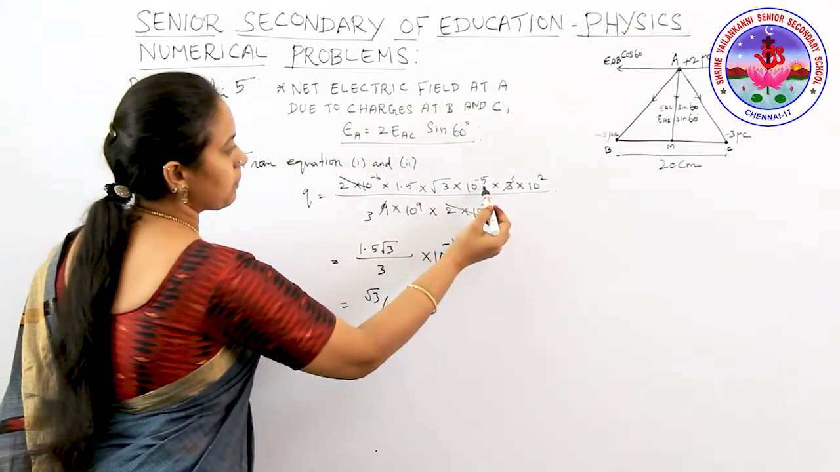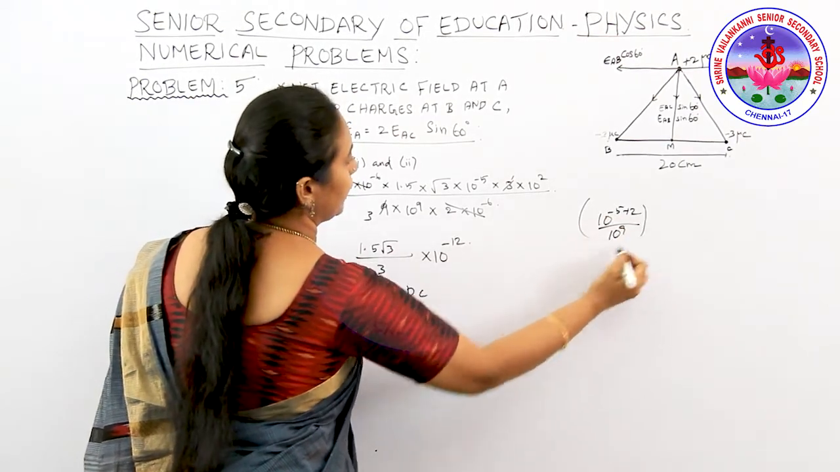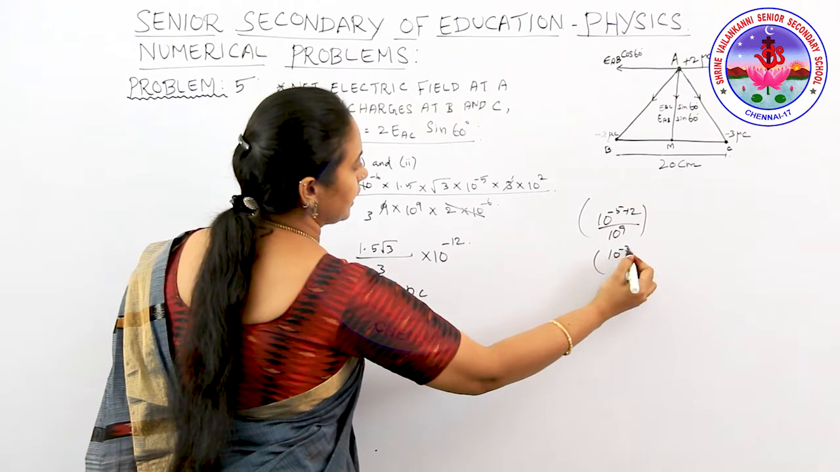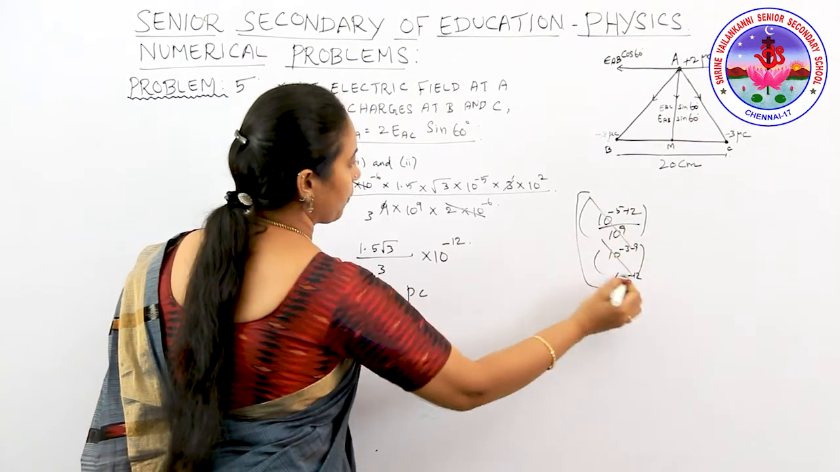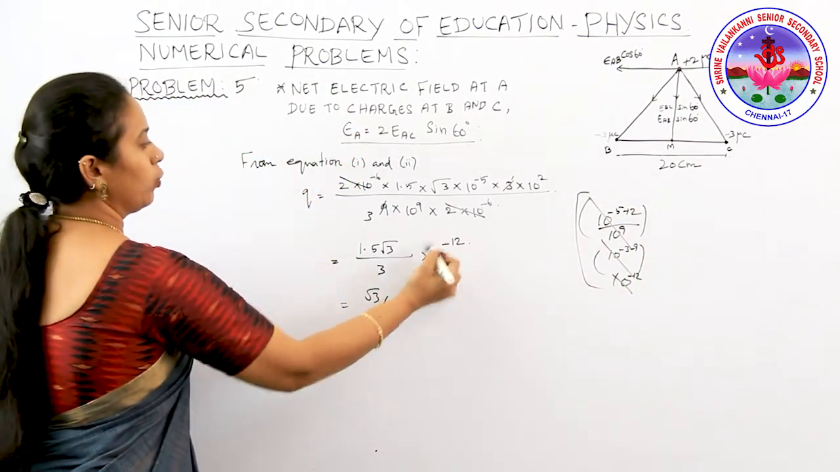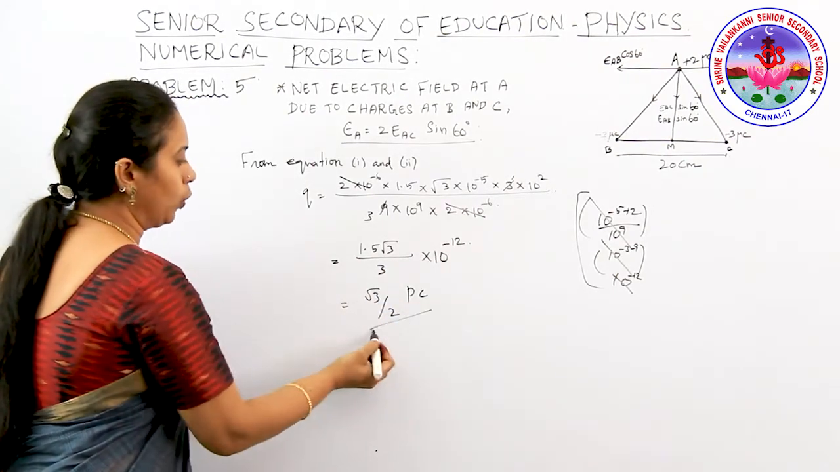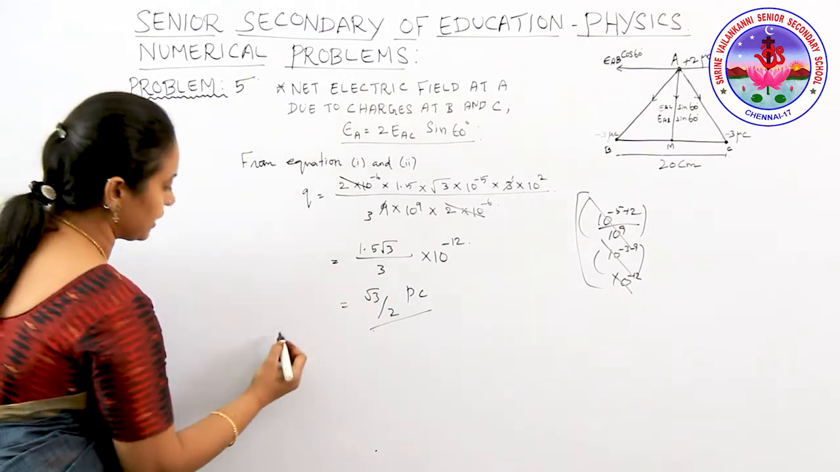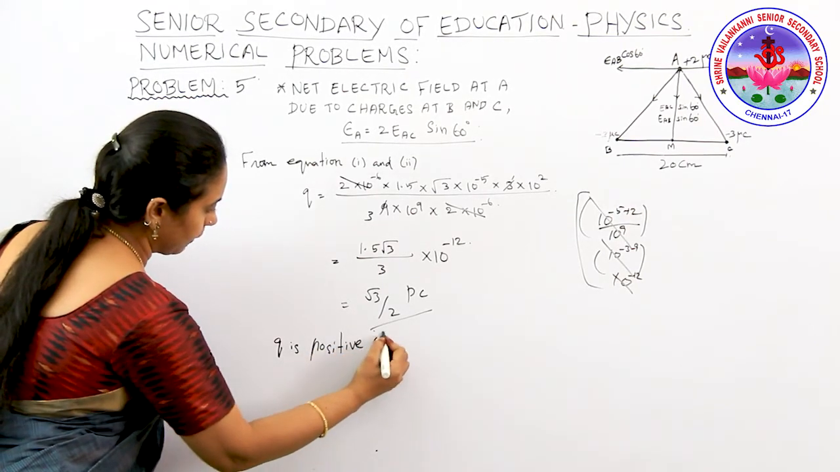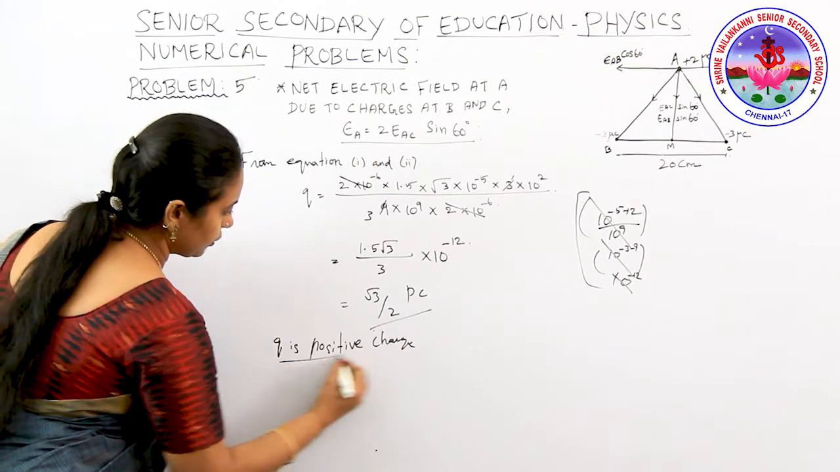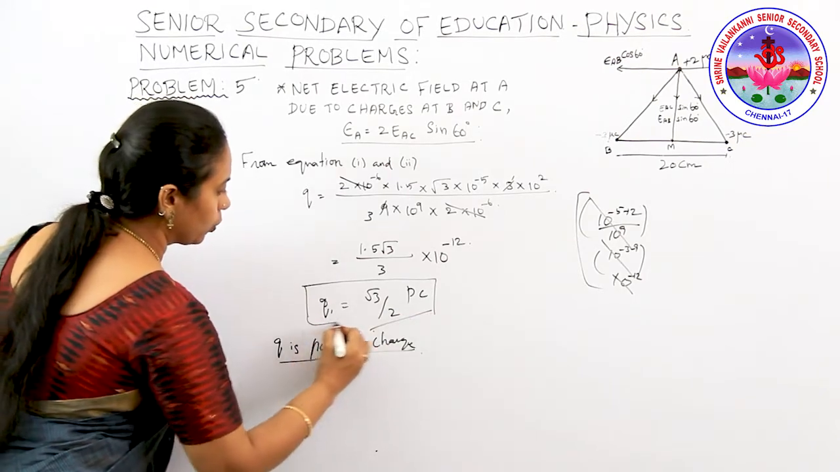Here you will get minus 5, so 10 power minus 5 plus 2 whole divided by 10 power 9. You will get 10 power minus 3 minus 9, so you'll get 10 power minus 12. So this is the simplification process that you can do. Finally you will get root 3 by 2 picocoulomb. And from this point you can understand the charge Q is a positive charge. Right, children? So the value of Q is equal to root 3 by 2 picocoulomb.